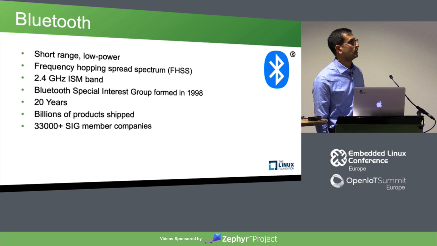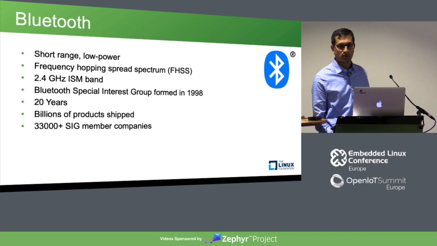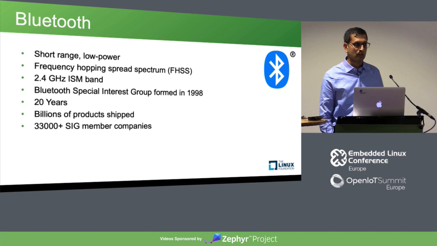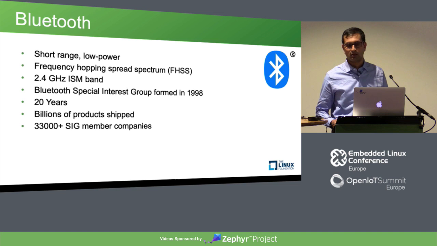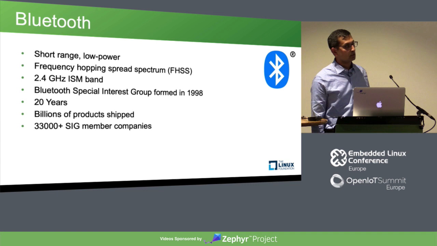The special interest group was formed in 1998. It's over 20 years of Bluetooth around you, and if you have a scanner or a phone, if you just scan now, you might get over 200, 500 devices just around you sitting here, which are advertising. And probably all your car kits and headsets receiving calls and stuff are actually using basic rate and enhanced data rate. So there are billions of products shipped, and there are over 33,000 SIG members who are contributing and using the specification.